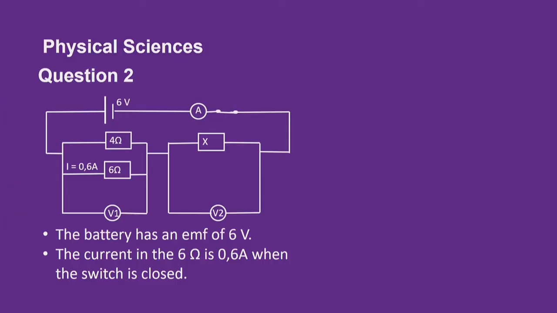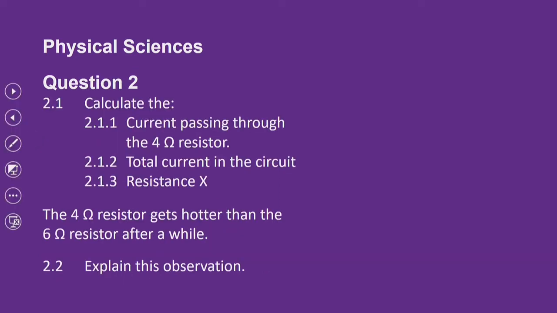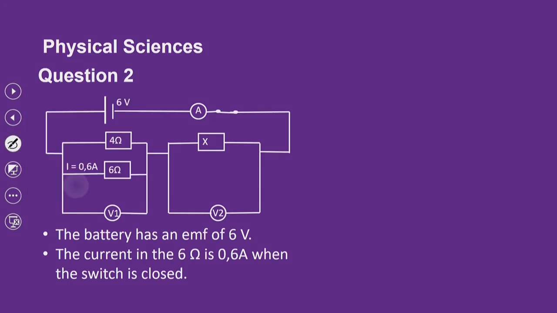Our question shows us that we've got a potential difference across the battery of 6 volts. Here, if the current is flowing in this direction, we'll see it branches and it's got 2 resistors, a 4 ohm and a 6 ohm. And they give us the current flowing in the 6 ohm resistor branch.